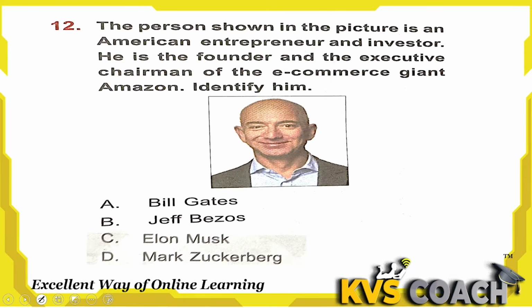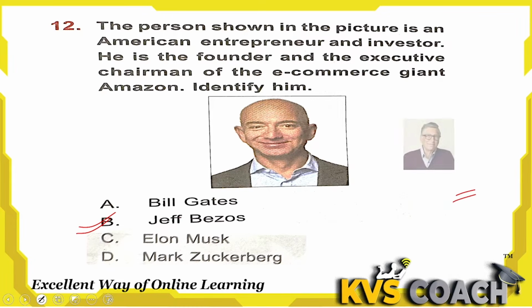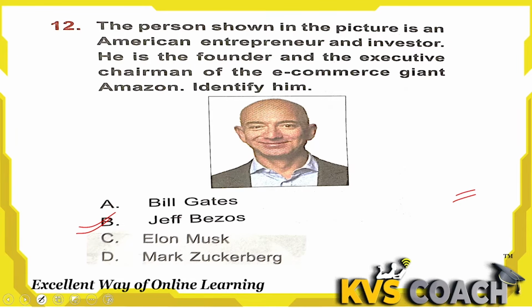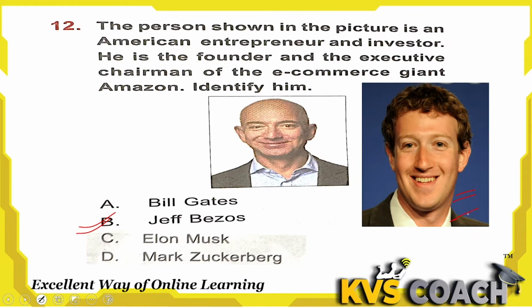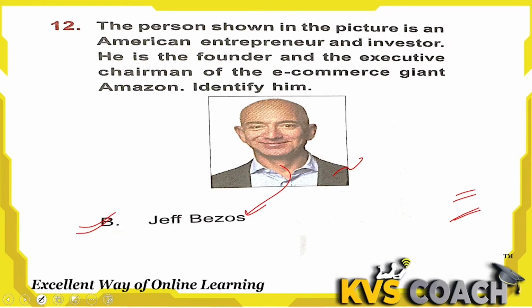Next is the person shown in the picture is an American entrepreneur and investor. He is the founder and executive chairman of e-commerce giant Amazon. Identify. This man is Jeff Bezos. Option B is the right answer here. If you want to see the Bill Gates picture, this is Bill Gates. And for Elon Musk, this is the picture of Elon Musk. And next is Mark Zuckerberg. This is the picture of Mark Zuckerberg. Okay. But for this picture, the right answer is Jeff Bezos. Option B is the right answer here.